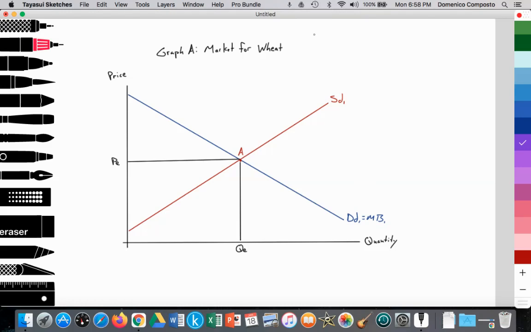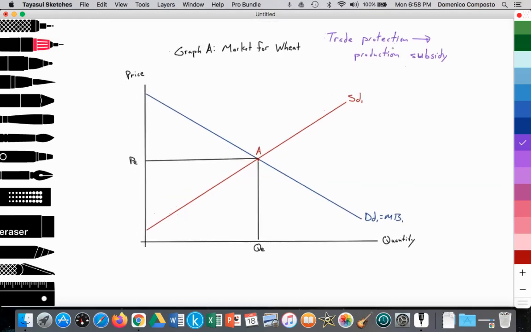We looked at tariffs. Now we'll look at another form of trade protection, which is a production subsidy. We're going to encourage domestic firms to increase their output or their supply so that we can reduce imports.